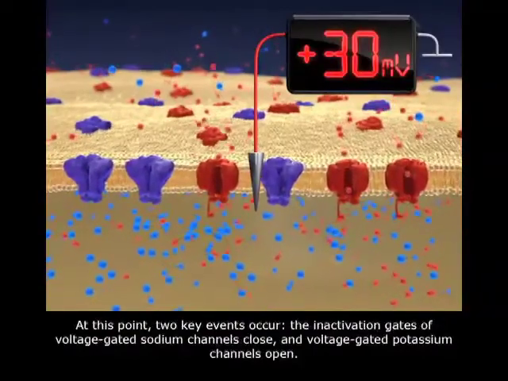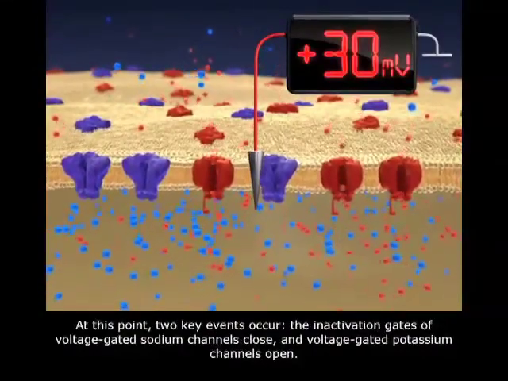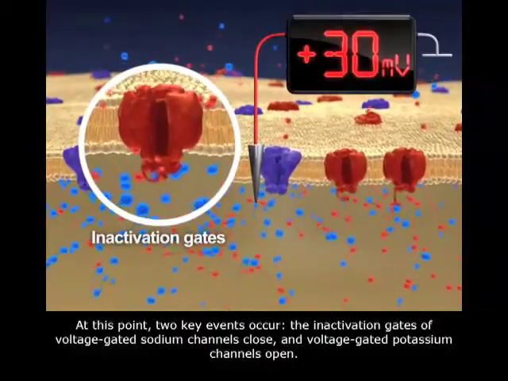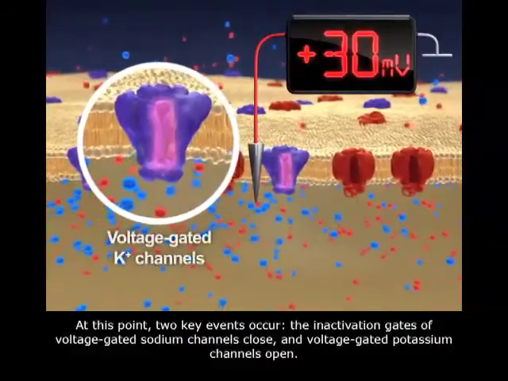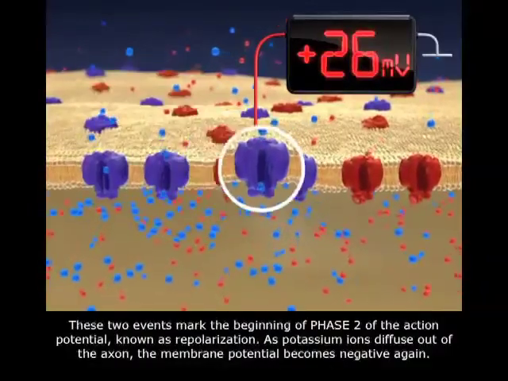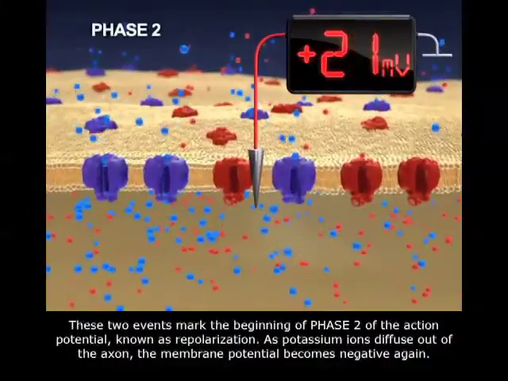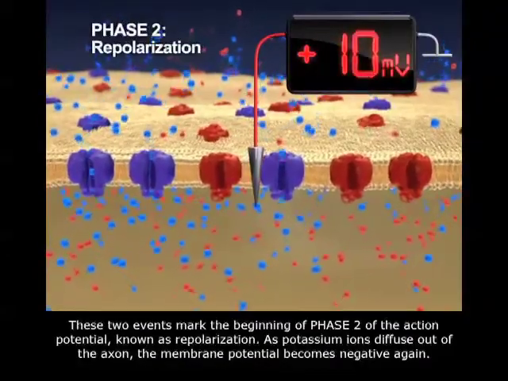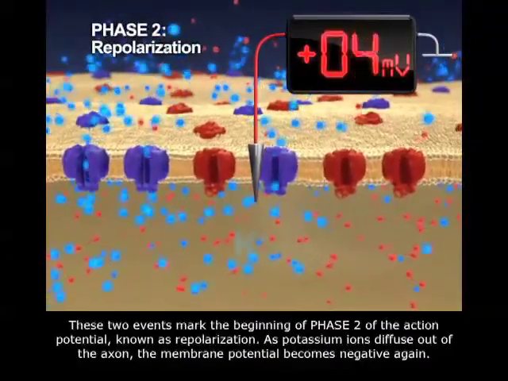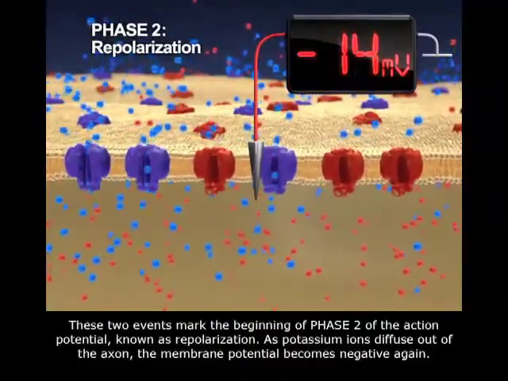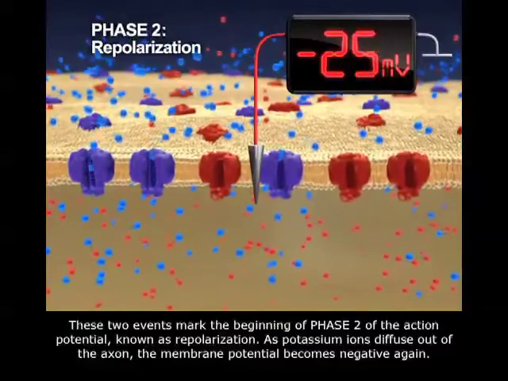At this point, two key events occur. The inactivation gates of voltage-gated sodium channels close, and voltage-gated potassium channels open. These two events mark the beginning of phase 2 of the action potential, known as repolarization. As potassium ions diffuse out of the axon, the membrane potential becomes negative again.